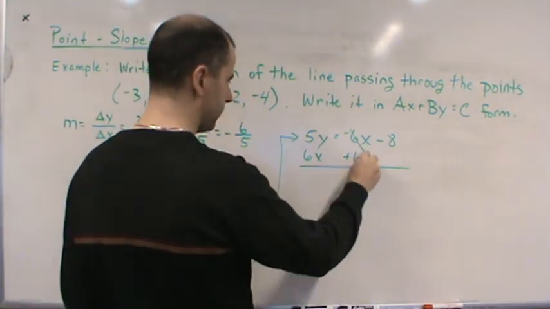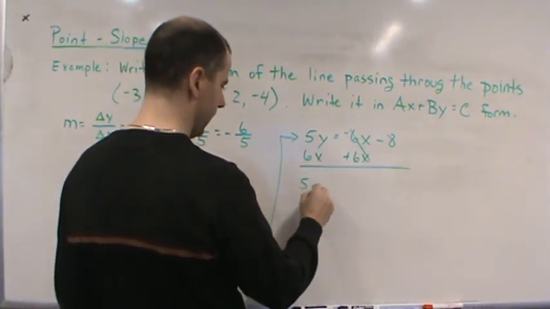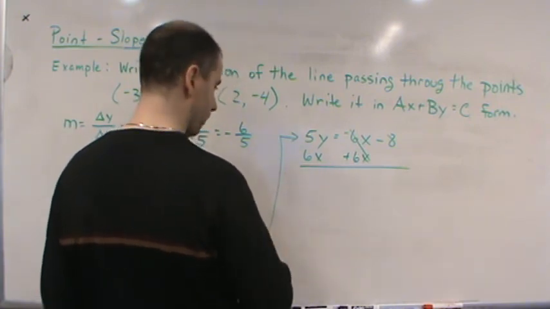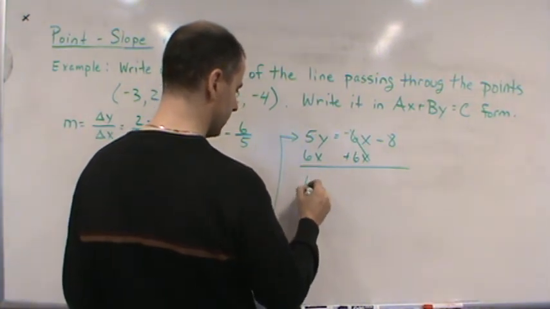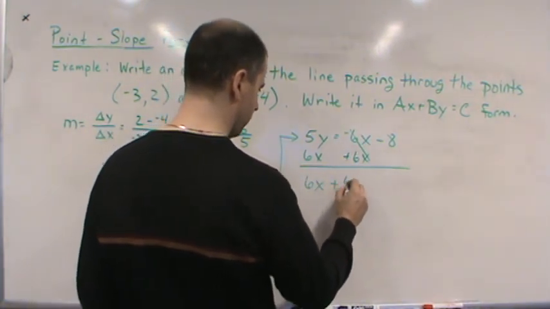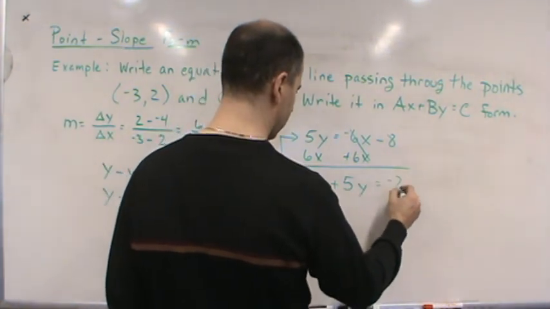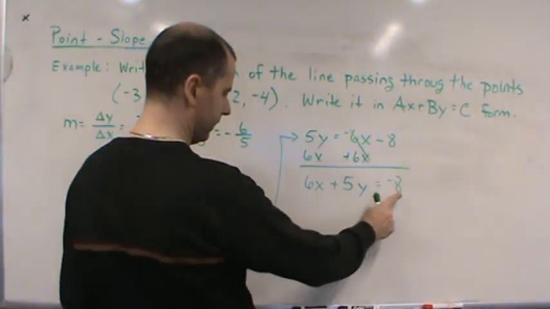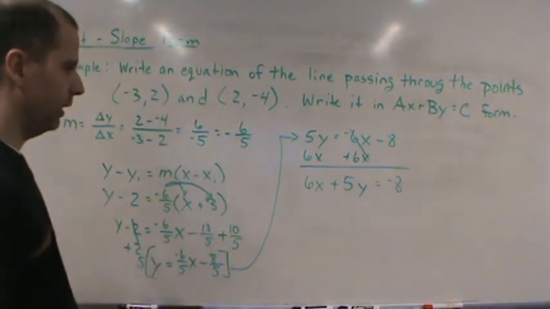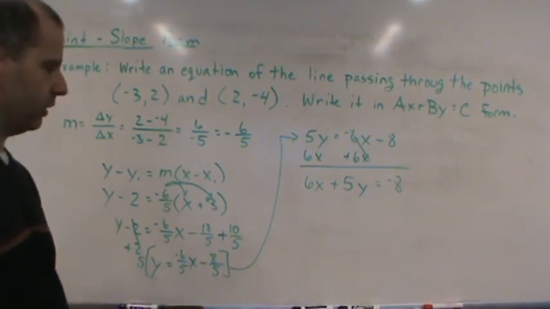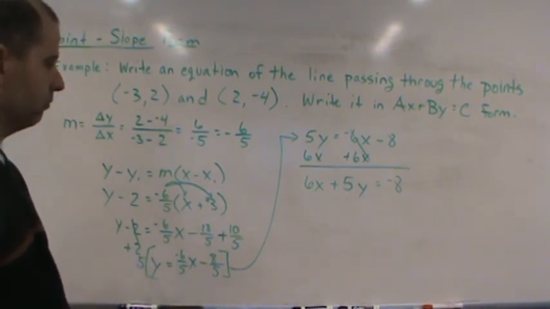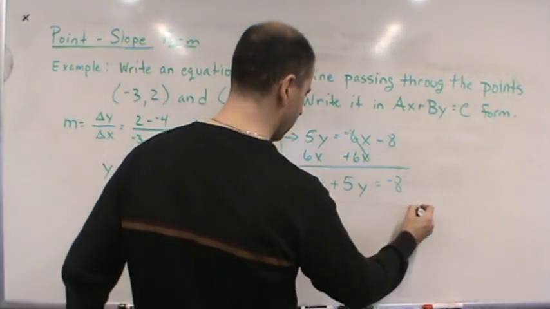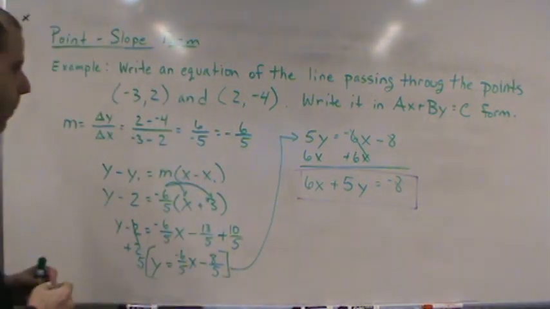And now my final answer I get is, excuse me, it really doesn't matter the order, but it's going to be 6x plus 5y equals negative 8. And notice that these values do not have any common factor except for 1. Okay, and so this is our answer. So we're done. This is what they asked for, and we're done.